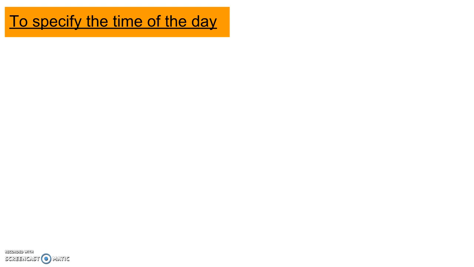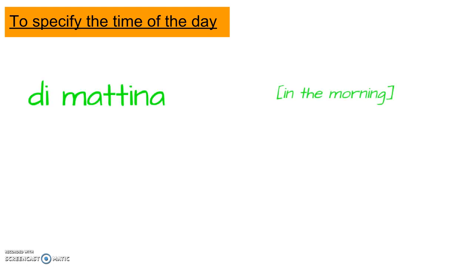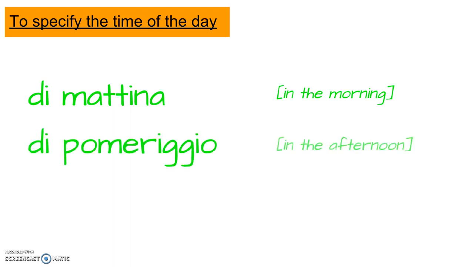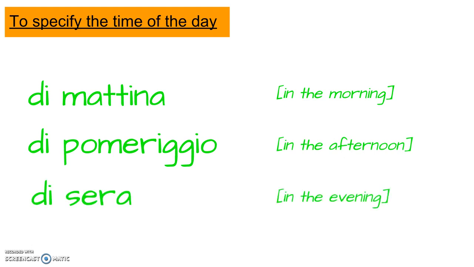So sometimes you need to provide more information about the time of the day you are referring to. Italians don't use AM or PM like we do in English to tell the difference between 6 in the morning or 6 in the evening. So the following expressions are necessary. We have di mattina, in the morning, di pomeriggio, in the afternoon, and di sera, in the evening.